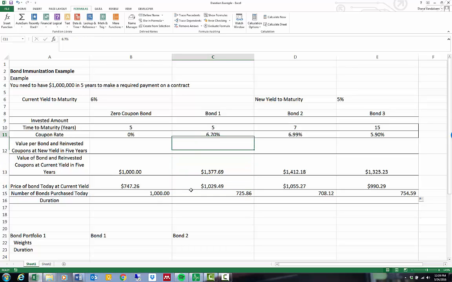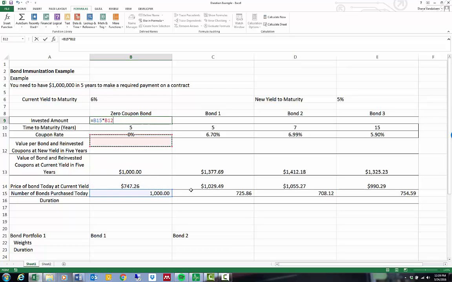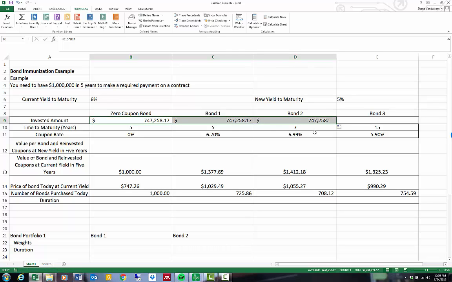So my invested amount, in cell B9, would be equal to the number of bonds I need to purchase today multiplied by the price today. I get $747,258.17 for the 0 coupon bond, the same for bond 1, the same for bond 2, and the same for bond 3.